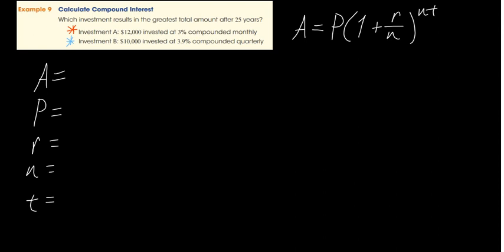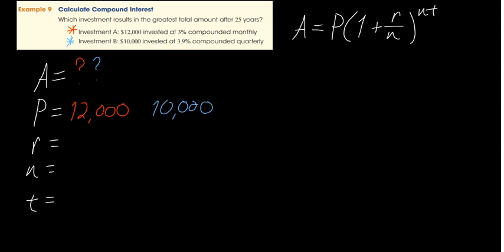Okay. So first of all, the A value is actually what we are trying to find in both of these because we're trying to figure out which investment gives the most back after so many years. So investment A looks like we are investing $12,000, and investment B looks like we are investing $10,000.